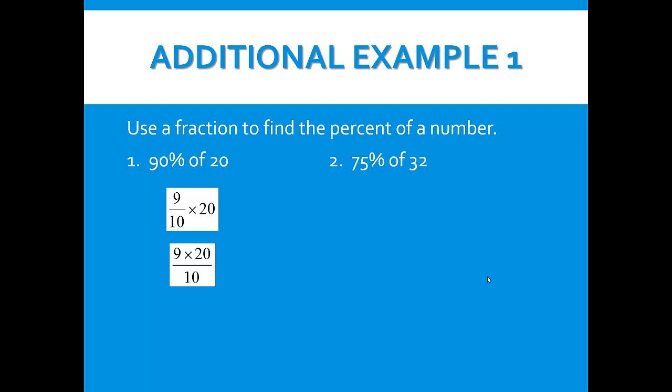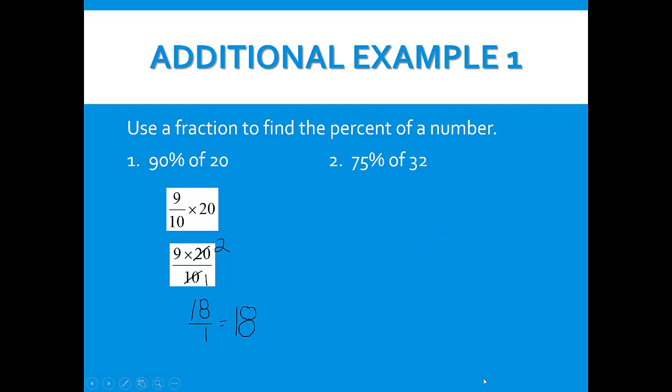And now we can simplify. 20 and 10 can both be divided by 10. So 20 would become 2 when we divide it by 10, and 10 divided by 10 is 1. Now when we multiply across, 9 times 2 is 18. And then we have that over 1, and 18 over 1 is 18. So 90% of 20 is 18.